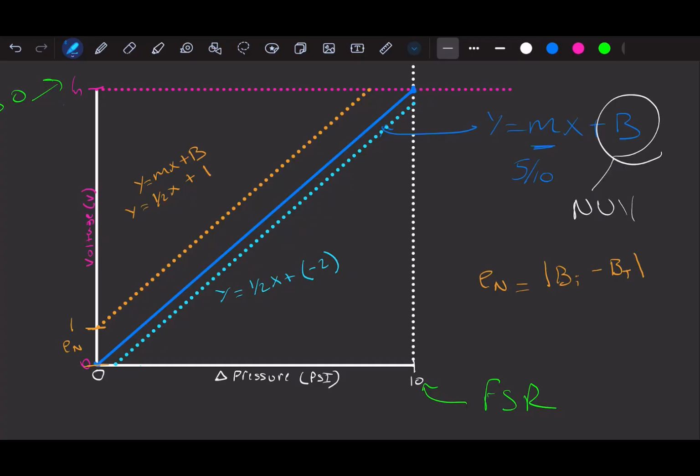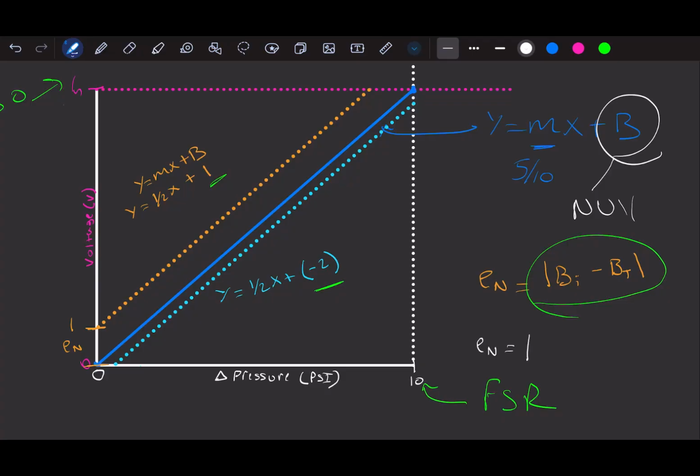There is one trick, however. When we do this, we're usually only interested in one error value, and that is the error value that has the biggest absolute difference between our ideal line and our test line. So we're looking for the line that is furthest away in B between these two values in order to compute this error.